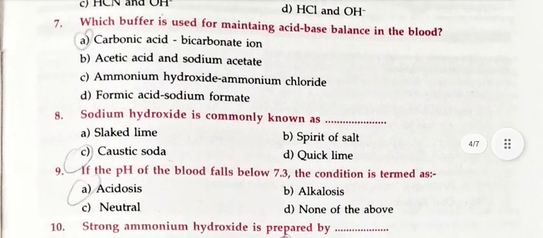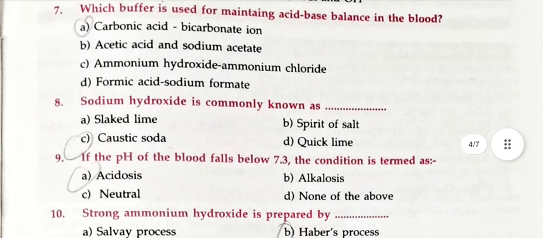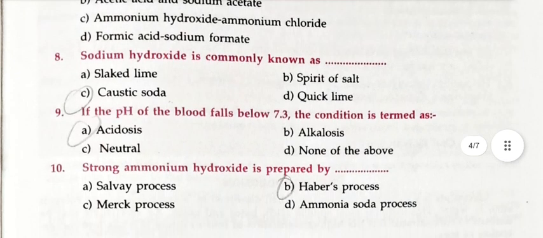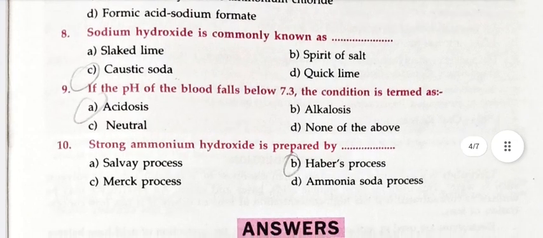Then sodium hydroxide is commonly known as caustic soda, and slaked lime, just now we discussed, is calcium hydroxide. Okay, and calcium oxide is the quick lime. Spirit of salt is ammonium chloride. I think spirit of salt or sal ammoniac is the synonym of ammonium chloride.